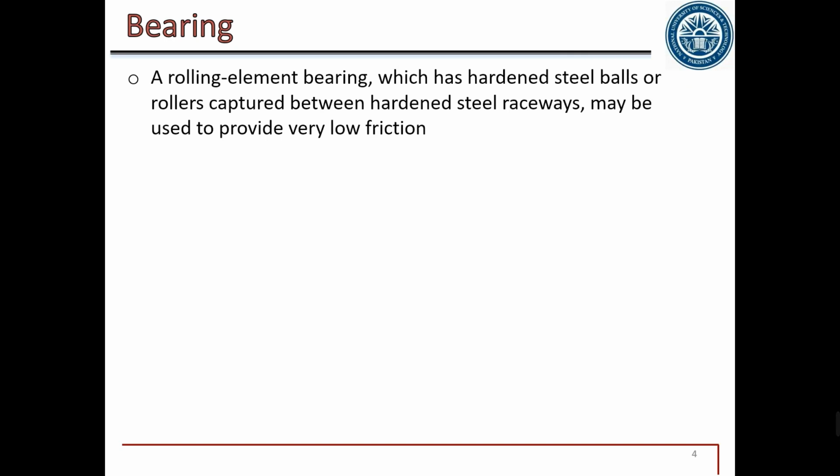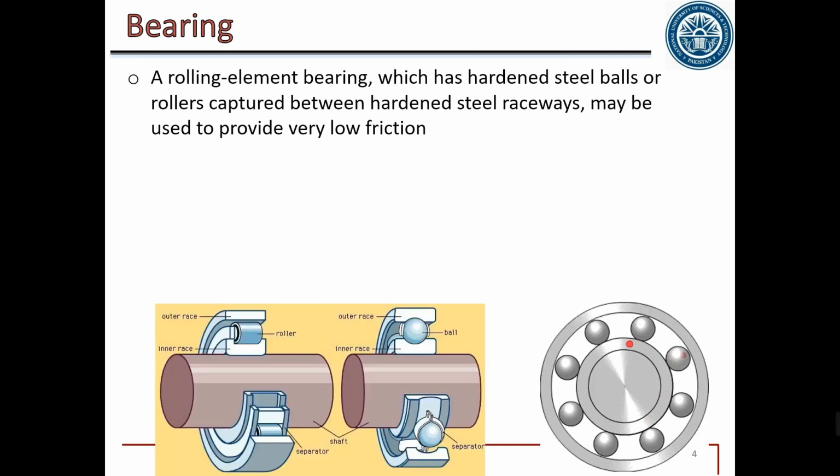A rolling element bearing, which has hardened steel balls or rollers captured between hardened steel races, may be used to provide a low friction movement. This external ring is stationary and this inner shaft is rotating. These are the balls. The inner ring and outer ring are connected with these balls, and balls are rotating in between. When this shaft rotates, it causes the balls to rotate and provides minimum possible friction. This can be a ball or this can be a cylinder as well.